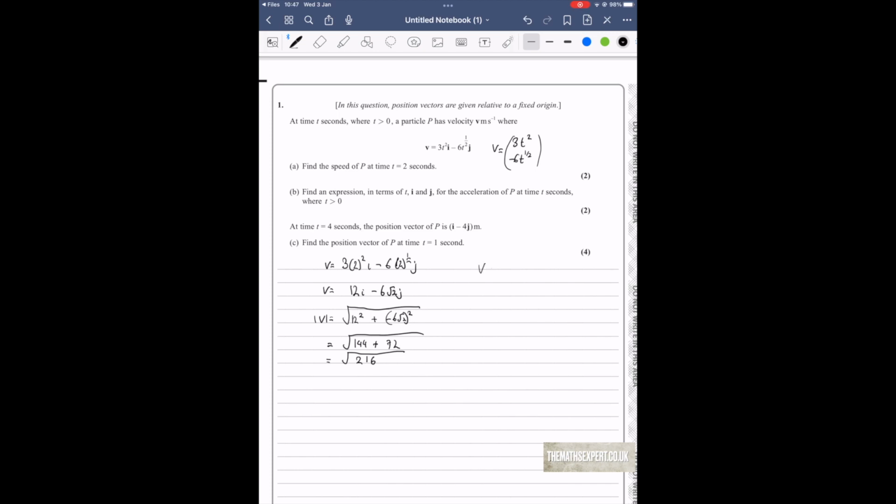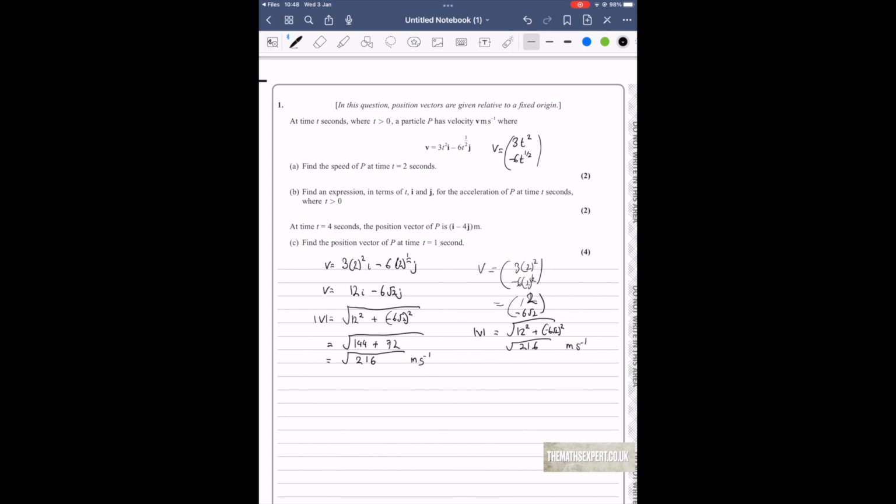Similar to using it the other way as well, it's actually just absolutely the same thing. I would have just simply done V equals 3 of 2 squared, minus 6 times 2 to the power of a half. I would have simply gotten 12 up top and minus 6 root 2 at the bottom. And then I would have applied the same formula to get the magnitude of V: 12 squared plus minus 6 root 2 all squared, which would have given me the square root of 216. It's a velocity, and it's given in meters per second, so I want us to make sure we always put our units in. So that's question 1 all done.